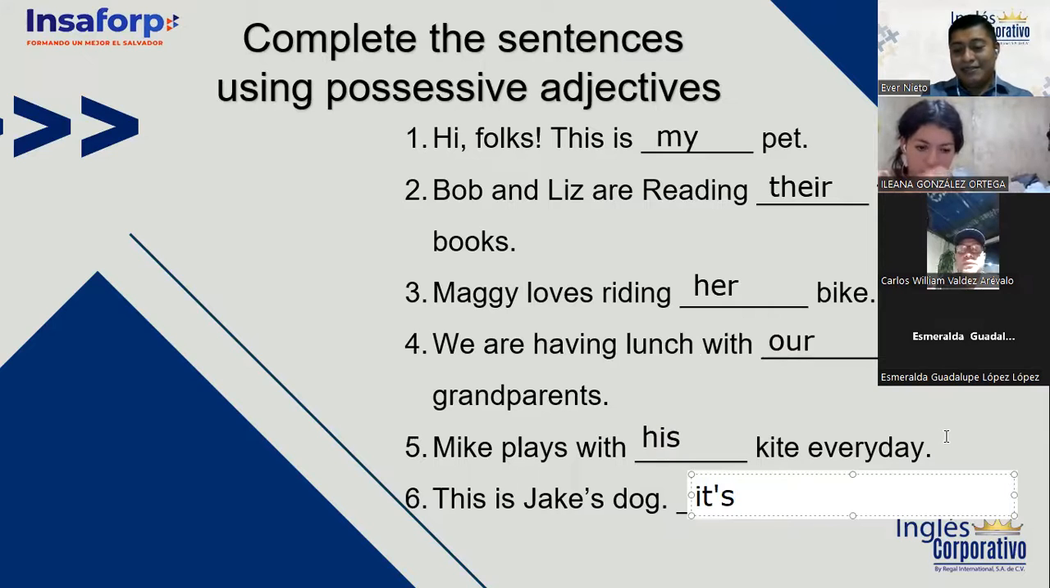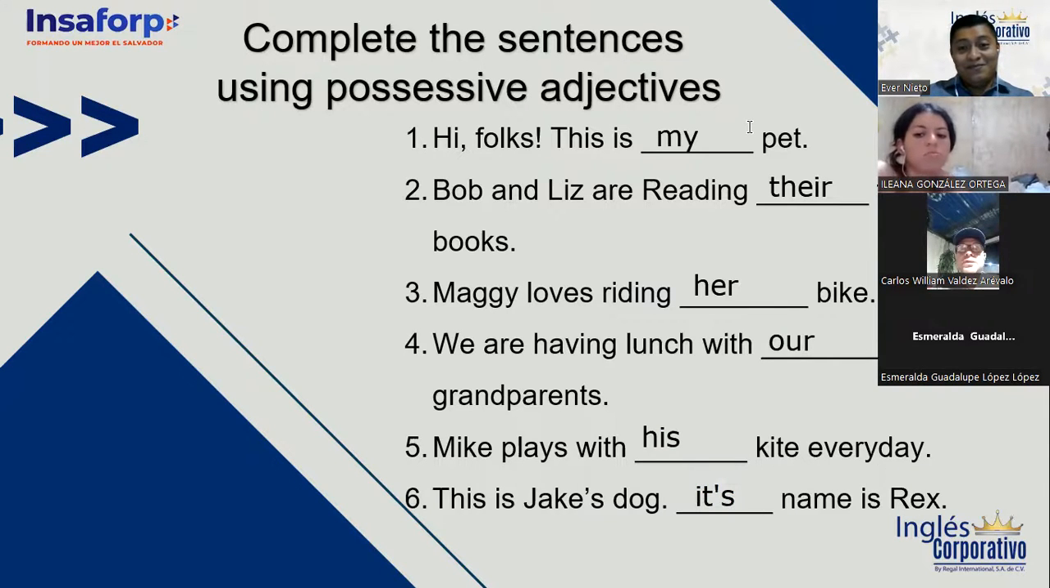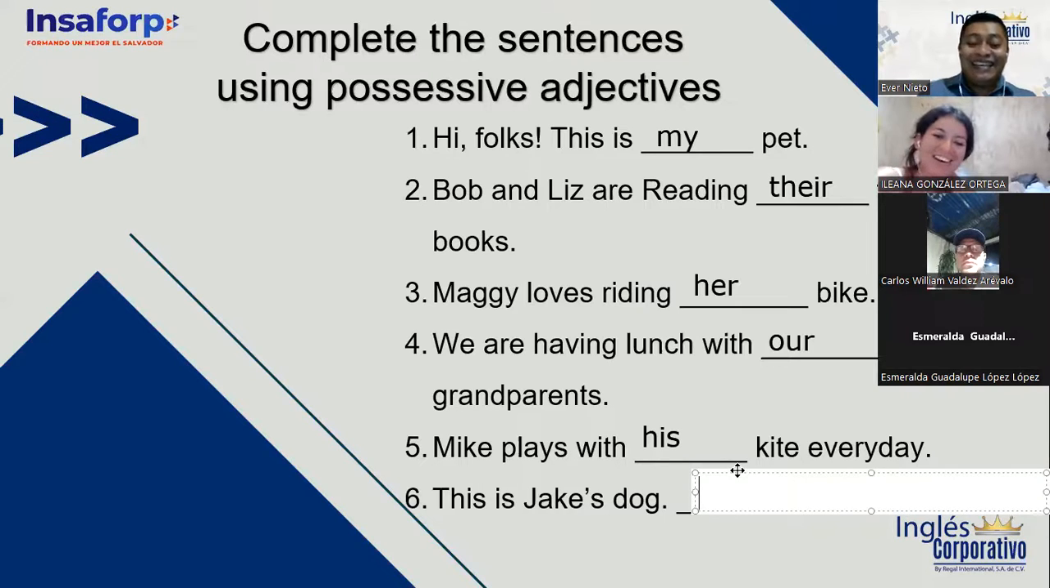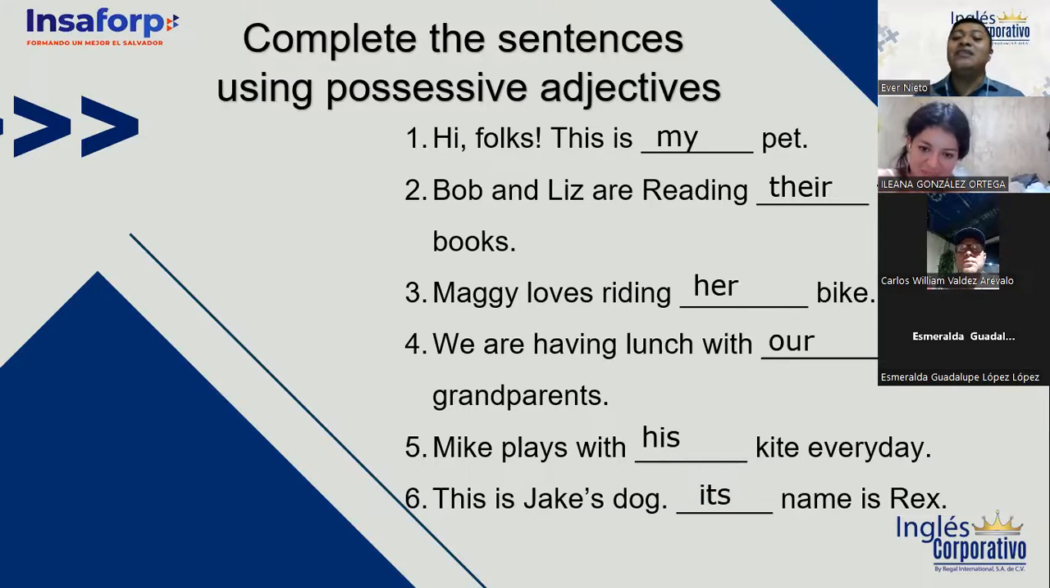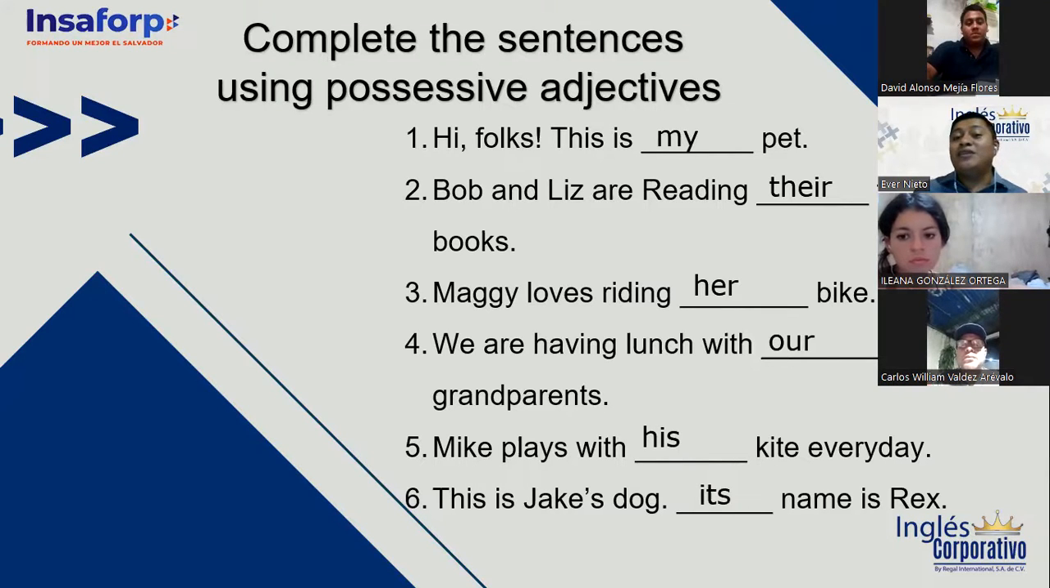Is it correct? No. Why not? Sin la comita. Apostrophe, yeah. It's in this way. Thank you. This is Jake's dog. Its name is Red. Correct. Su nombre es Red. Let's go. Practice the sentences. 1, 2, and 3. Any volunteer? No volunteer? Oh, thank you, David.